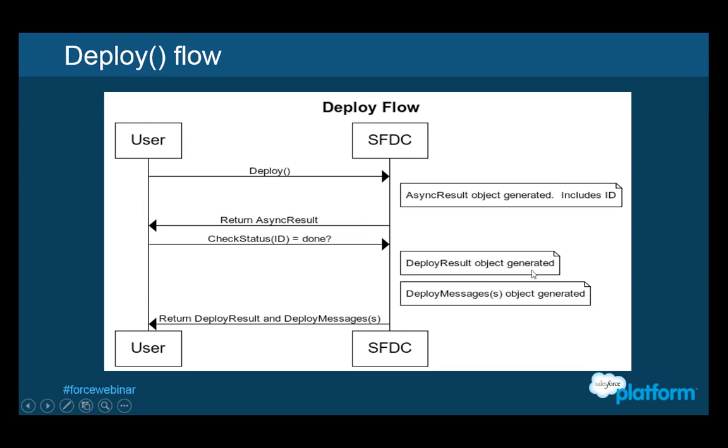Once that is complete, Salesforce generates two more objects. One is a deploy result, which is kind of the header, and then you've got some deploy messages that are children of the deploy result object. Those deploy messages will contain things like code coverage results, code testing failures, just general information that probably needs attention if your deployment has failed.